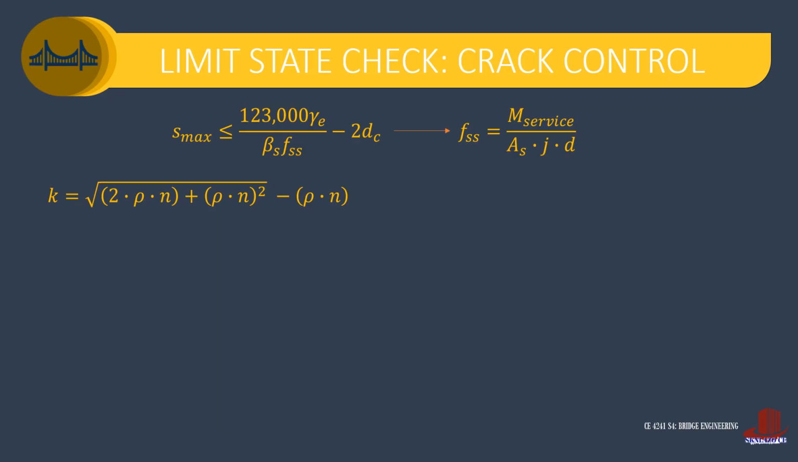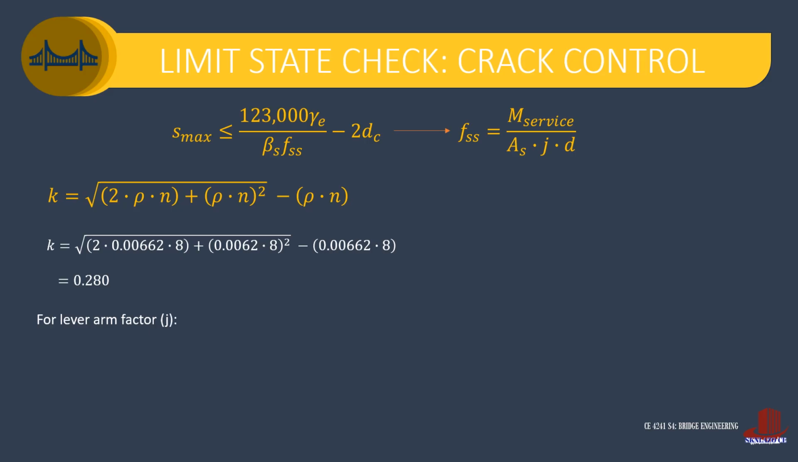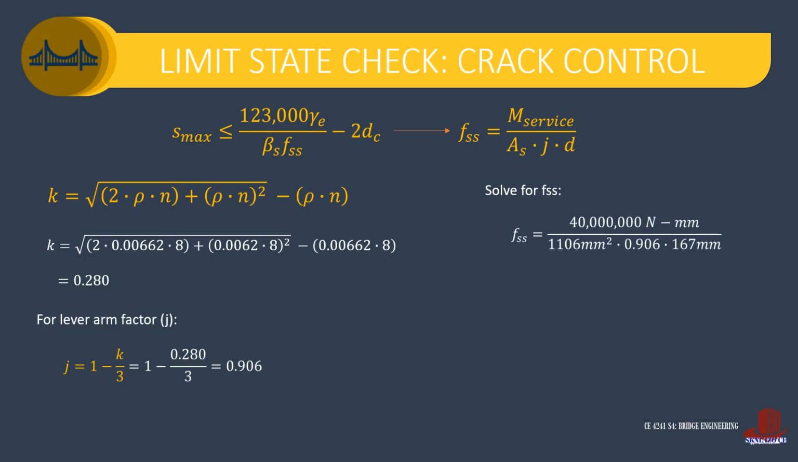Then we can compute for k by placing rho of 0.00662 and n of 8, and k turned out to be 0.28. After knowing k, we then can solve for the lever arm factor, as j is equal to 1 minus a third of k. Plugging in k of 0.28, we get j as 0.906.